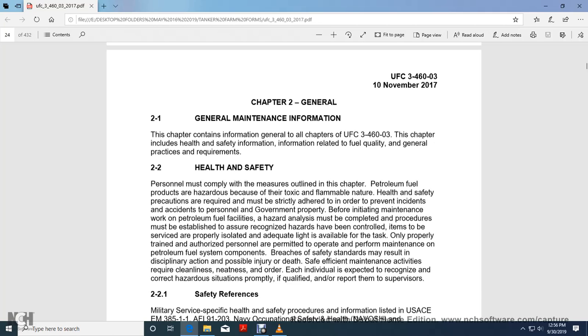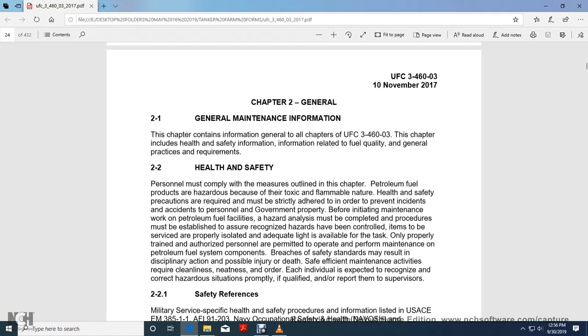2.2 Health and Safety. Persons must comply with the measures outlined in the chapter on petroleum fuel products, because of the hazards from their toxic and flammable nature. Health and safety precautions must be strictly adhered to in order to prevent incidents and accidents involving personnel, government, and property. Before initiating maintenance work on a petroleum fuel facility, a hazard analysis must be completed and procedures established to ensure that the recognized hazards have been controlled.